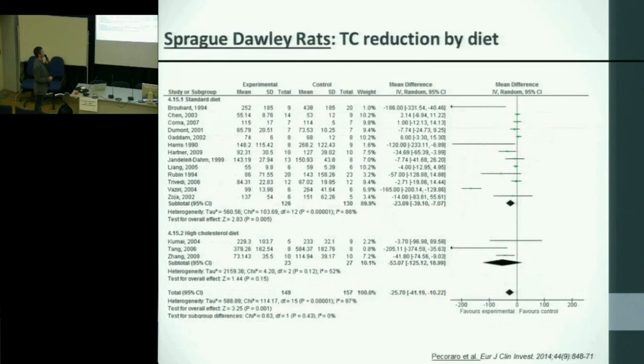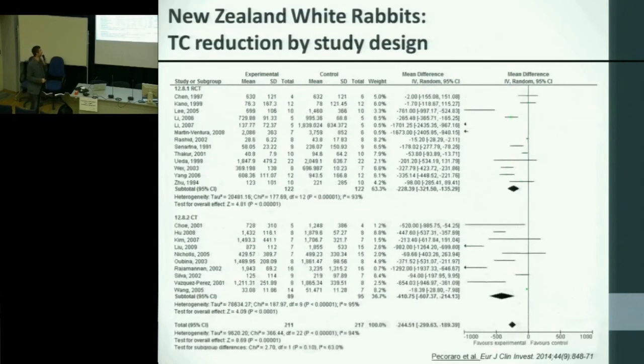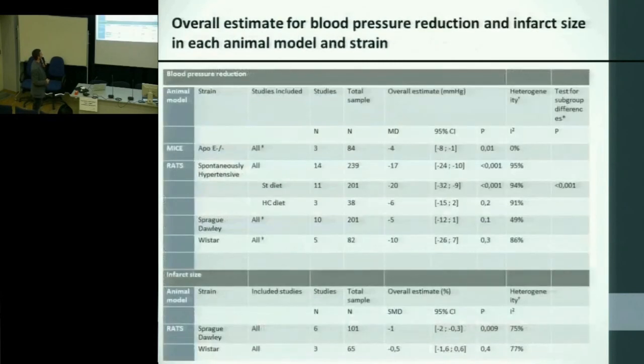And these are other types of studies. Again, you see that very often there are studies that are somehow incredibly successful. So these are all the results. Now for blood pressure reduction and infarct size for each animal model and strain.